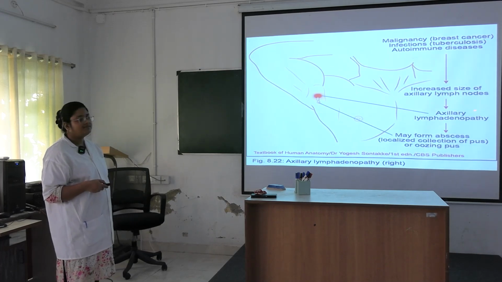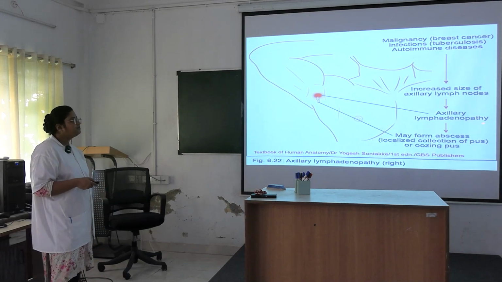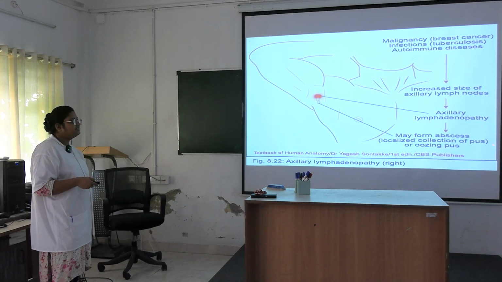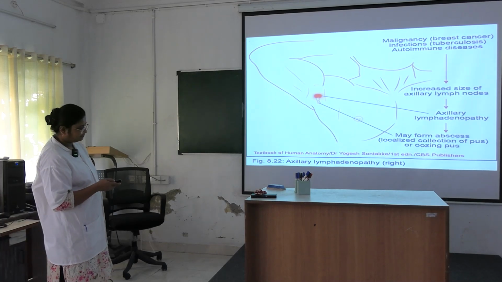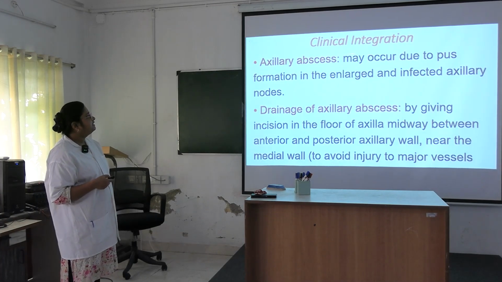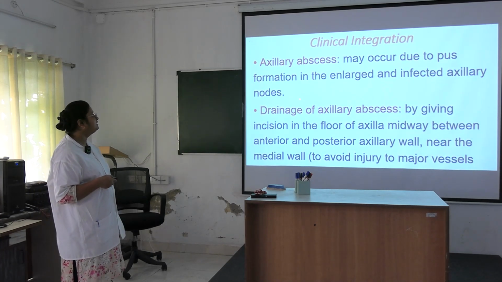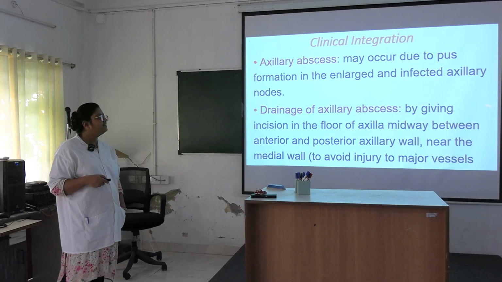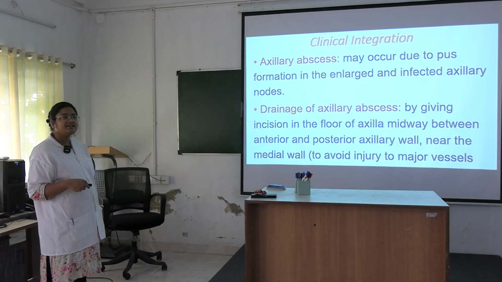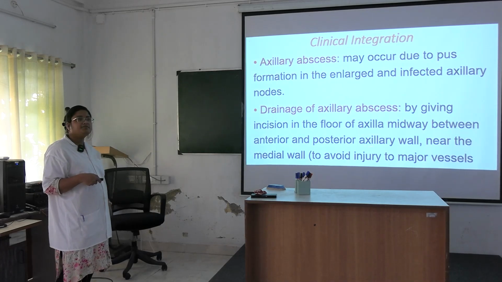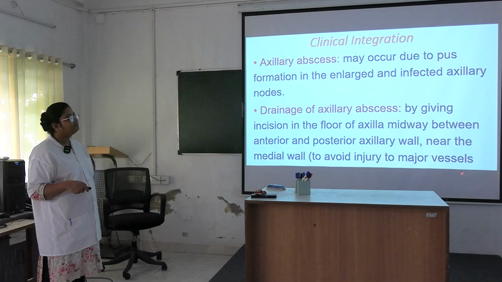increased size of the axillary lymph node, axillary lymphadenopathy, and it may sometimes form an abscess, a localized collection of pus or oozing pus in the axilla. Axillary abscess may occur due to pus formation in the enlarged and infected axillary nodes. For drainage of an axillary abscess, an incision is given in the floor of the axilla midway between the anterior and posterior axillary wall, near the medial wall, to avoid injury to the major vessels.